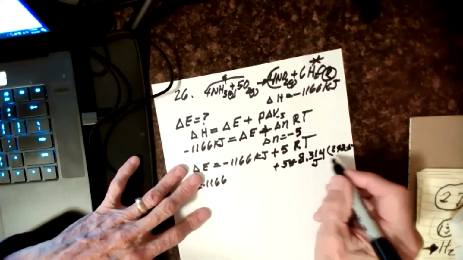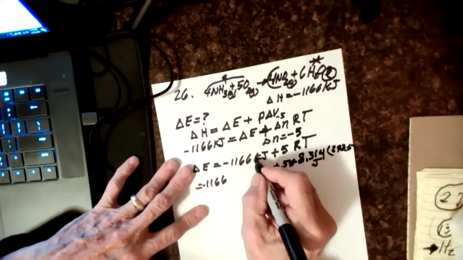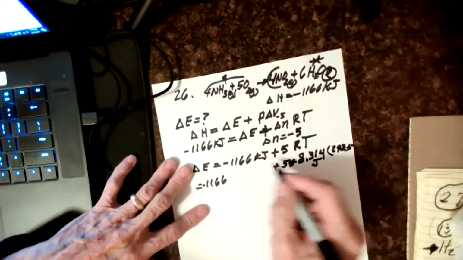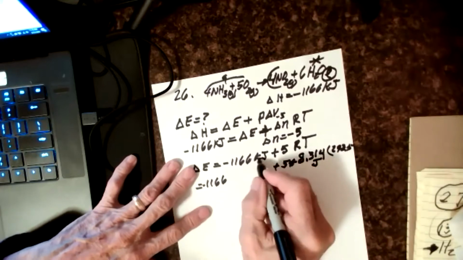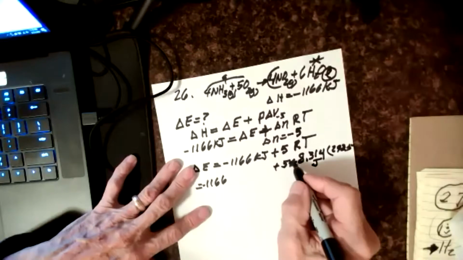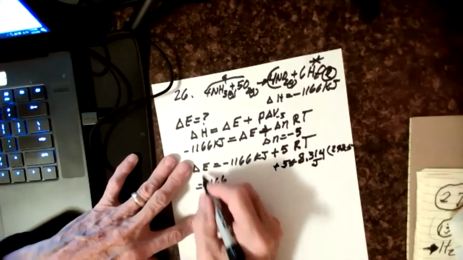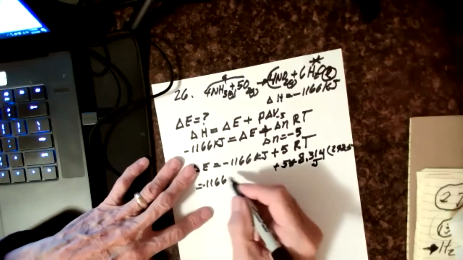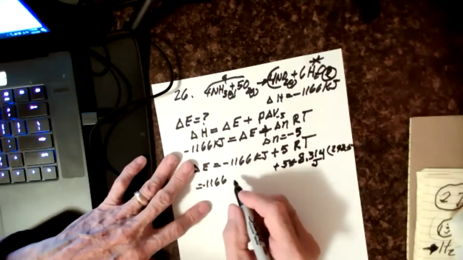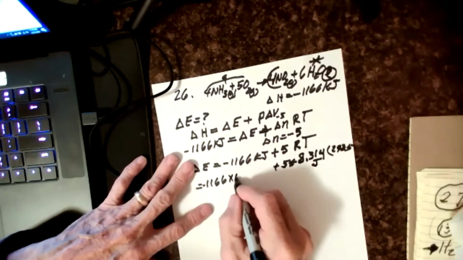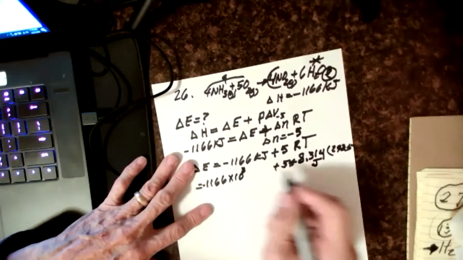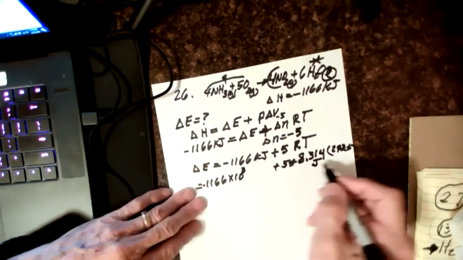Now, here's what I wanted to do. 8.314 is joules per mole. This is in kilojoules. They have to be in the same unit. So I'm going to make this in joules, do the calculation, and get my answer for delta E in joules. If that's not the right one, I'll convert when I get there. So this is times 10 to the third. Now that's going to be joules plus 5 times that.